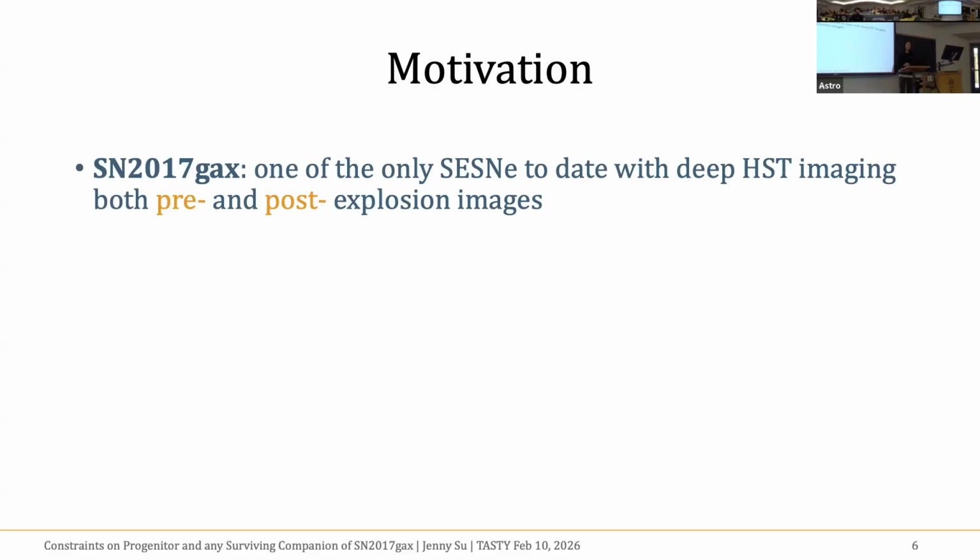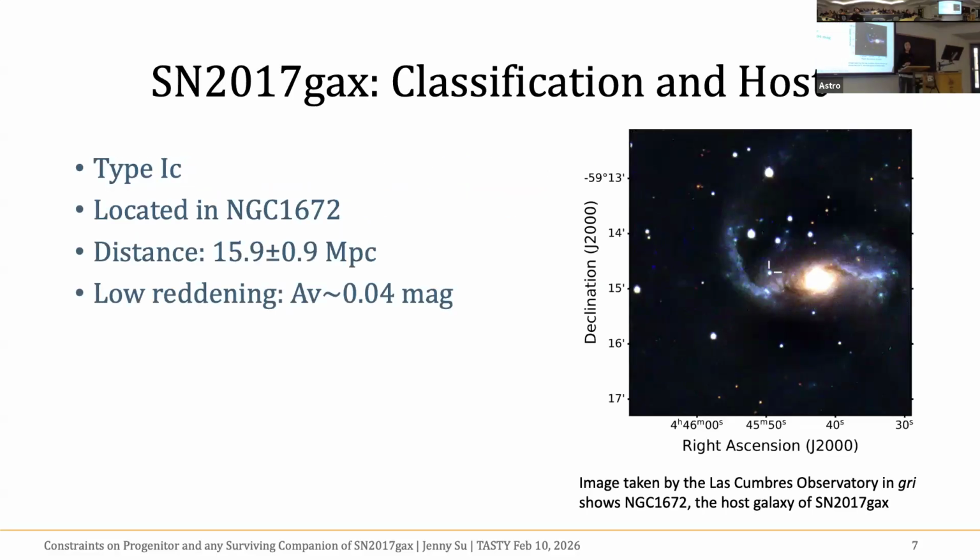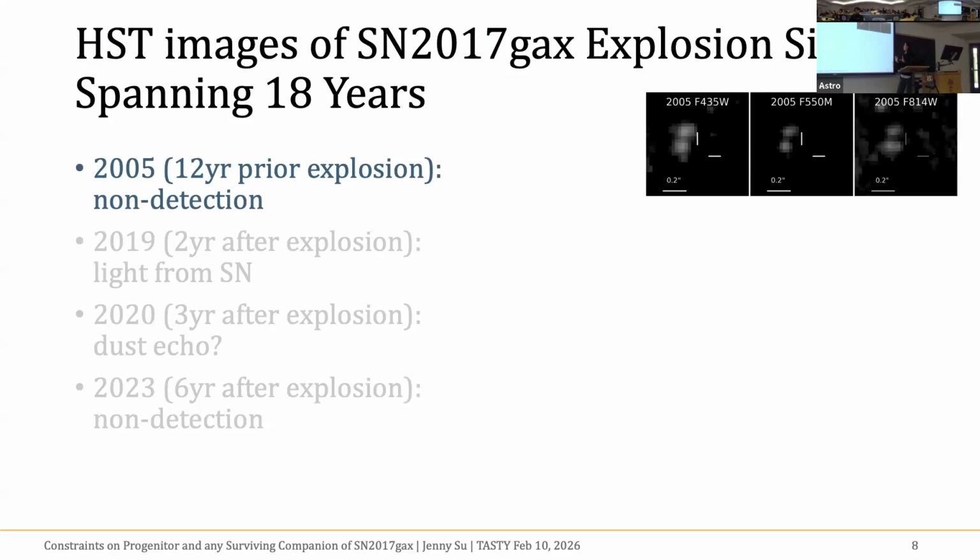And moving on to the supernova that I studied. 2017gax is one of the only stripped envelope supernovae to date that has both HSC pre- and post-explosion imaging. As a spoiler, both of these images are non-detections, but we're able to learn a lot of science through these images, and I'm going to show you how. 17gax is a type Ic supernova, so it has no hydrogen nor helium in its early optical spectra. It is pretty close by, around 60 megaparsecs, and it's in a low extinction area. Here are some HSC images.